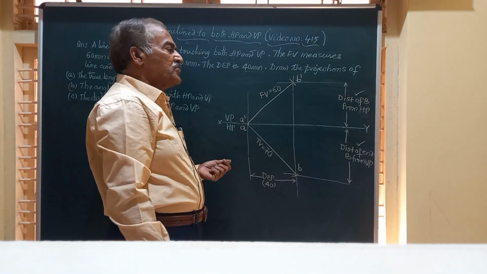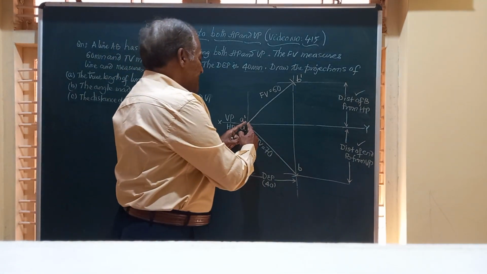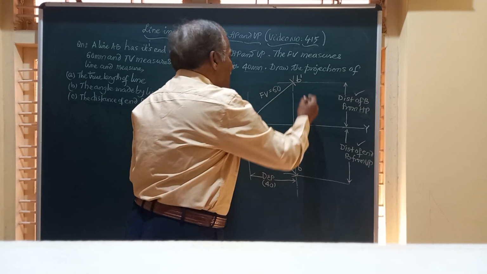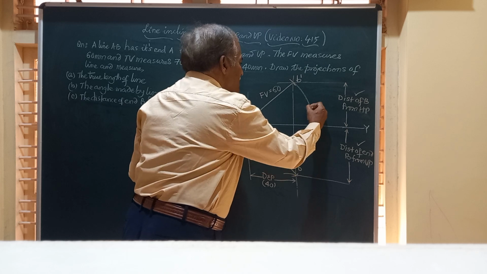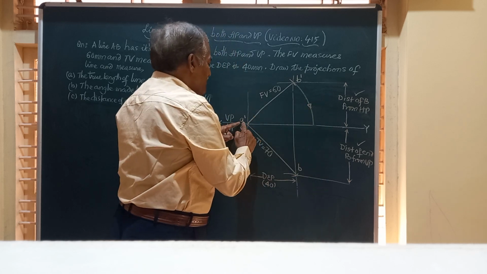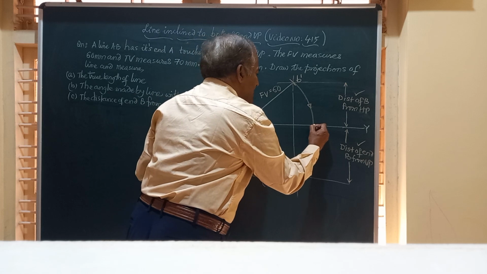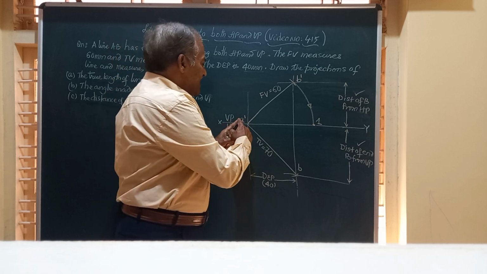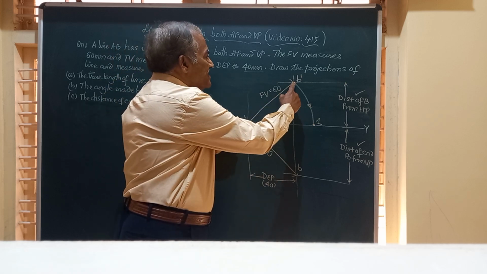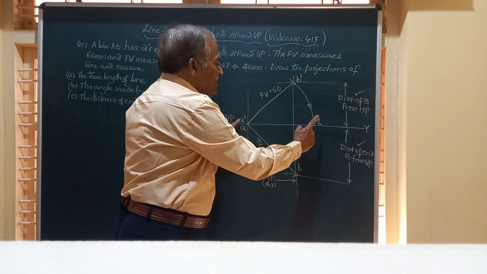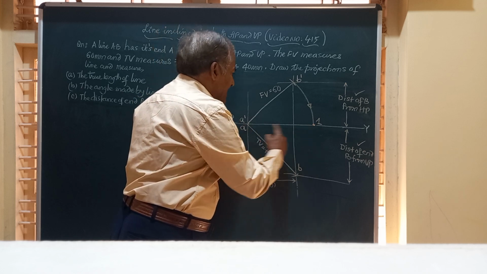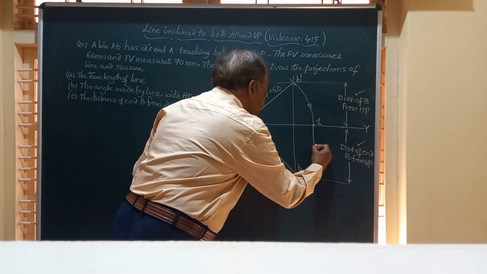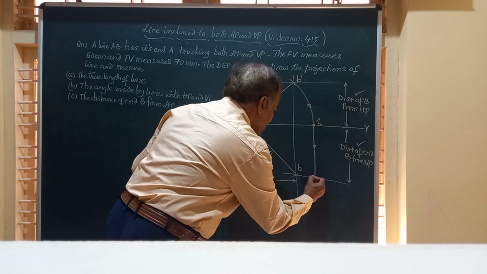Friends, to obtain the true length, what I do, I take A dash as the center and the length A dash B dash as the radius, and I draw an arc to cut the locus of A here at this point. I call this point as 1. I'll repeat. Taking A dash as center, the front view length as radius, I have drawn an arc, and that arc is cutting the locus of A at this point. Friends, from there I draw a vertical line downward to cut the locus of B at this point.